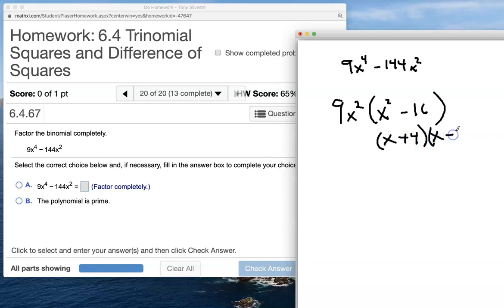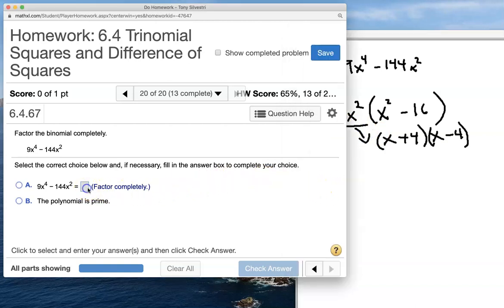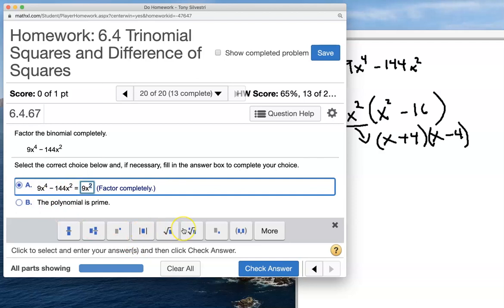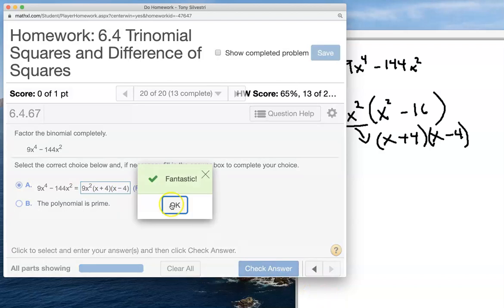The thing that's being squared to get x squared is x. The thing that's being squared to get 16 is 4. I write that, but now when you enter the answer, make sure you put that 9x squared in front of it. So let's see if this is right. 9x squared. Make sure it's 9x squared. Bring it down. (x plus 4)(x minus 4). And check your answer, and I think this is done.